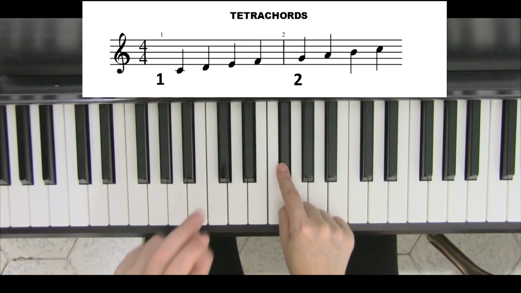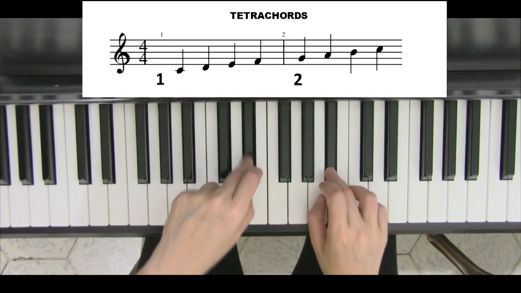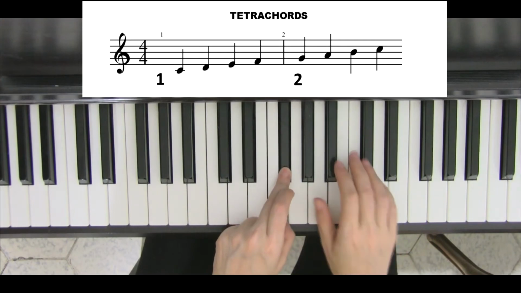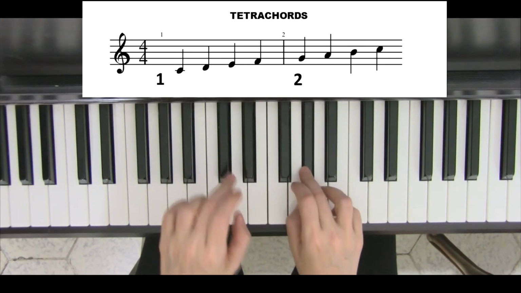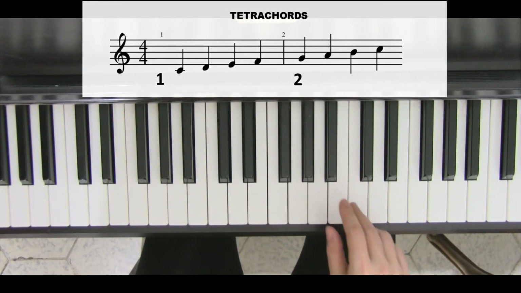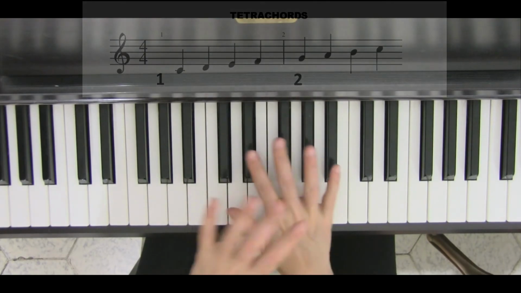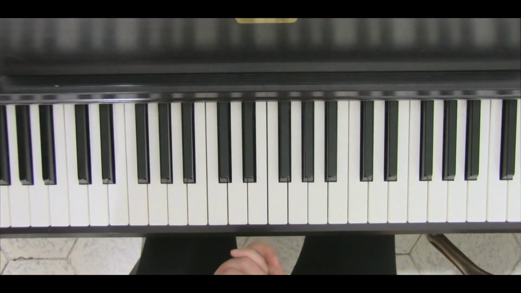So we have F sharp, C sharp, G sharp, D sharp, A sharp, and E sharp, right? And the last one is B sharp. So that's why it's very important to understand what a circle of fifths is.